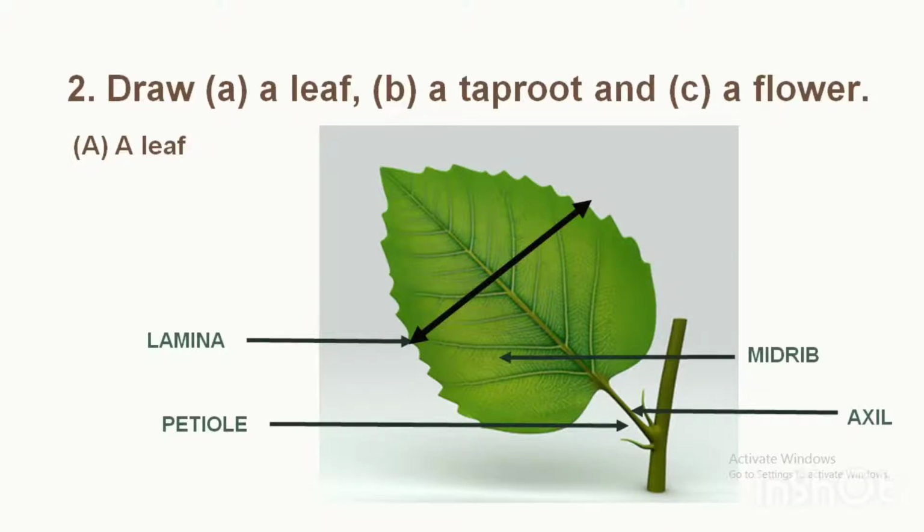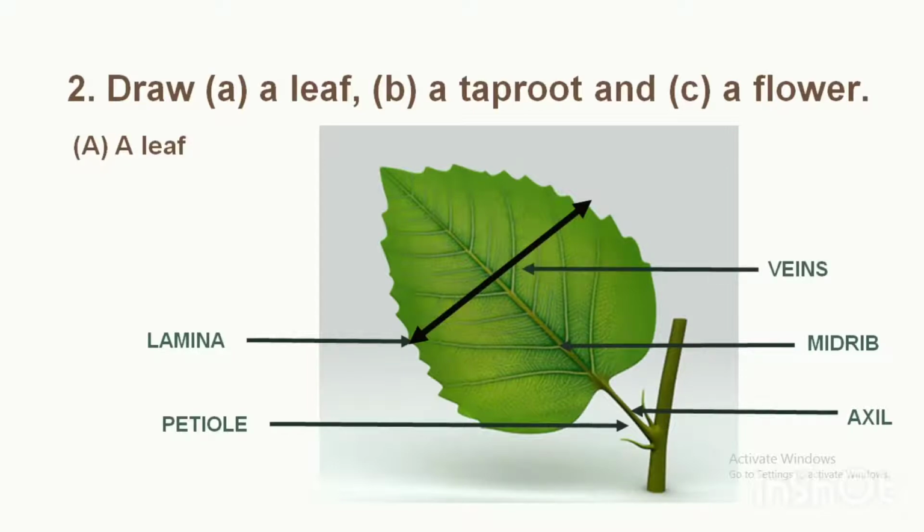Next one is, that is midrib. Big central vein inside the leaf is known as what? Midrib. Next one is veins. So from the midrib, you can see that channel-like structure comes out, which is known as veins. Next one is tip. Tip means the pointed end of the leaf is known as tip.